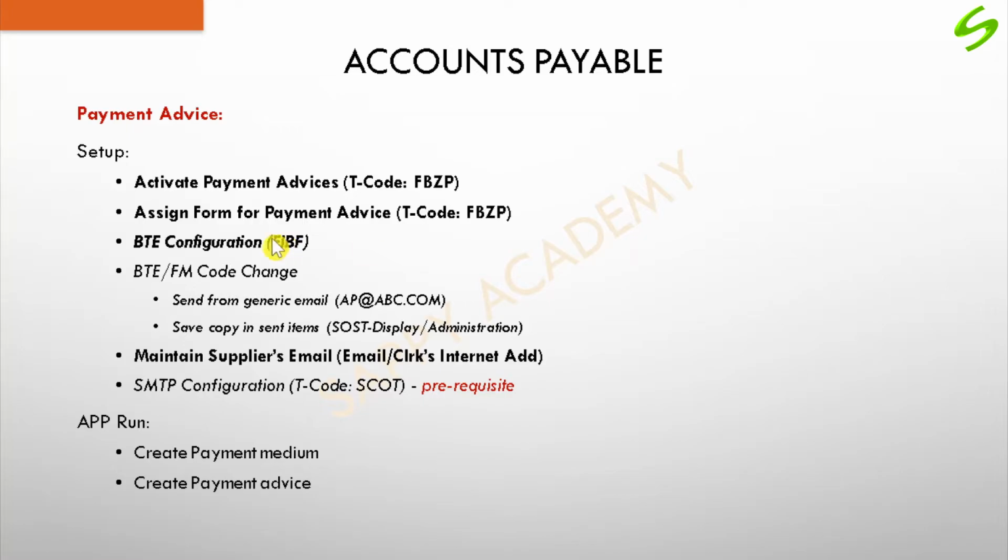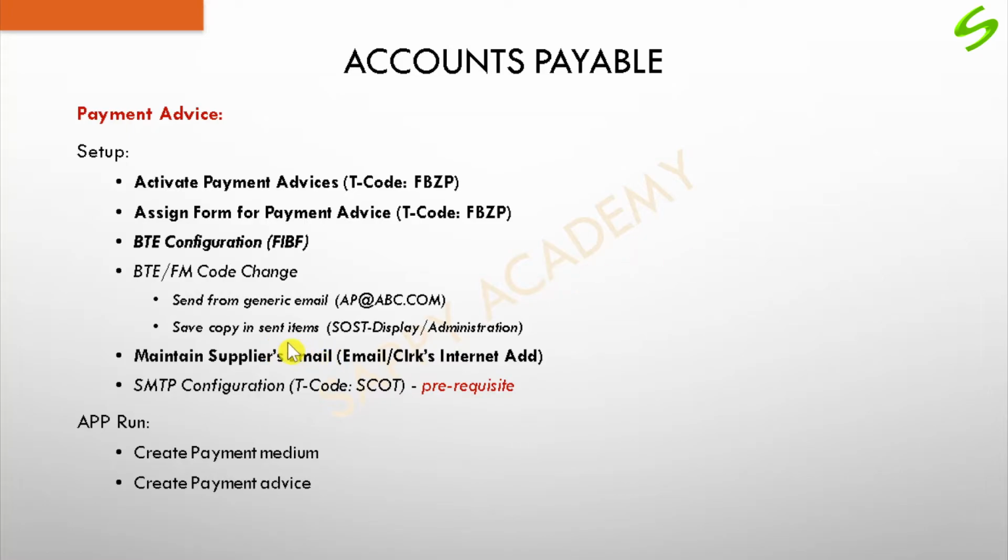For example, I want to send the payment advice through a generic email. Normally, the payment advice is sent by the user ID who is executing the APP run. But I want the system to send the payment advices using a generic email ID, for example, ap@abc.com. And the other thing which we can do is save a copy of the email which is sent to the supplier in the sent items.